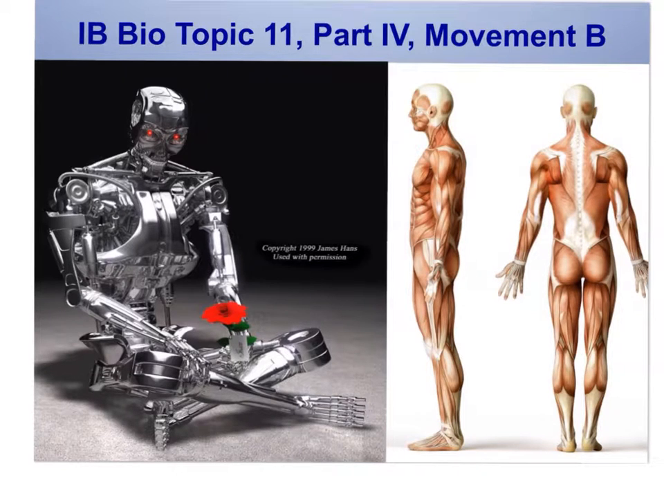IB Bio Animal Physiology Topic 11, Part 4, Movement B, will have its focus on the anatomy of the muscle fiber, the muscle cell. Once we fully understand the anatomy of the muscle fiber, we can move on to Part 5, Movement C, that focuses on how fibers contract, muscle physiology.